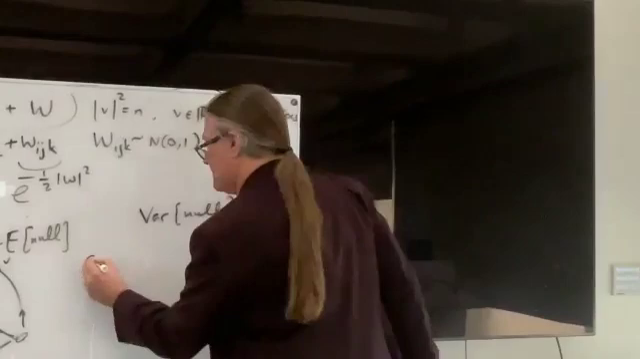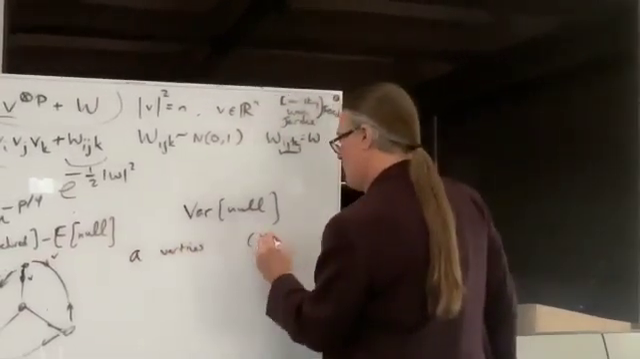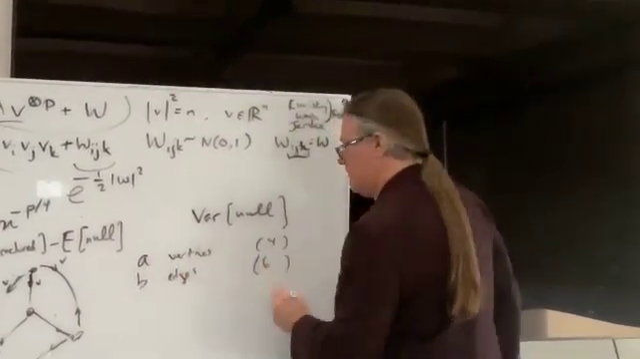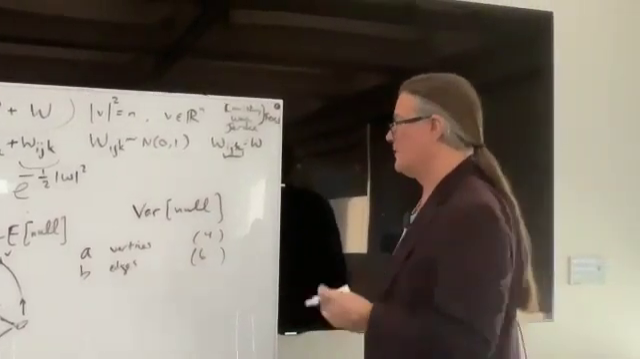And now I'm going to write this down. Let's say we have a diagram with A vertices. In this case, that's 4. And B edges, in which case here, this is 6. Oh wait, 1, 2, 3, 4. Yes, okay, good.